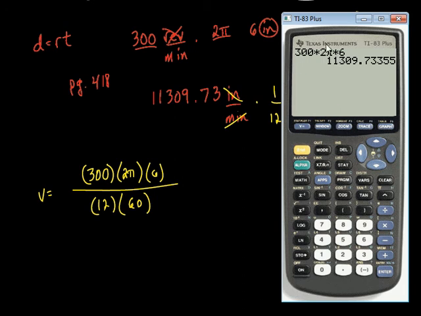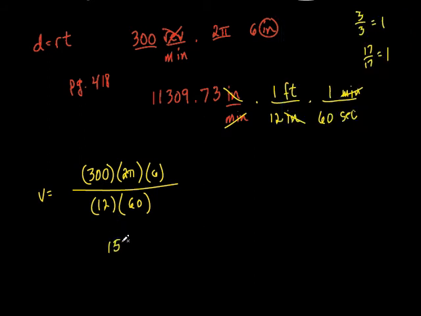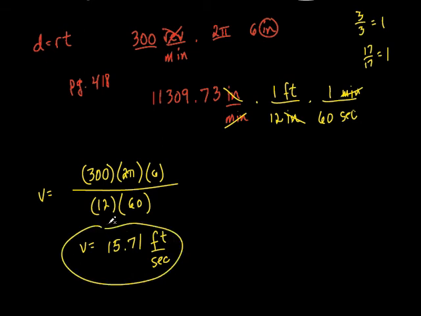Well, I've already done this, right? 300 times 2 pi times 6. And what do we do? We divide it by 12 times 60. And then we get that answer. So 15 point, and it's two places, right? 71, 15.71. 15.71 is our velocity. Make sure you put the units there. What was that? It started off, right, it's feet per second. Okay? Does that make sense?